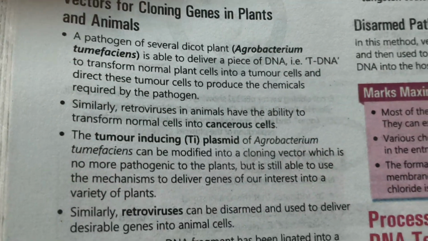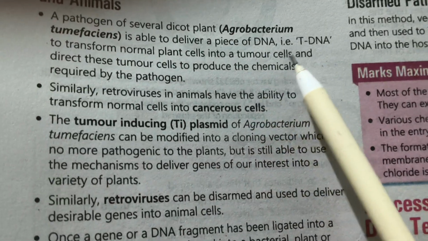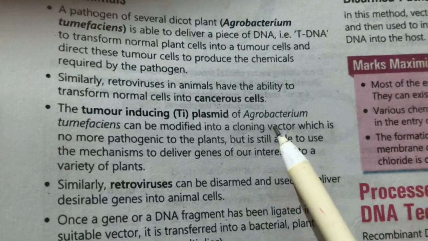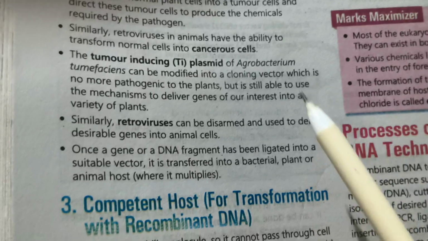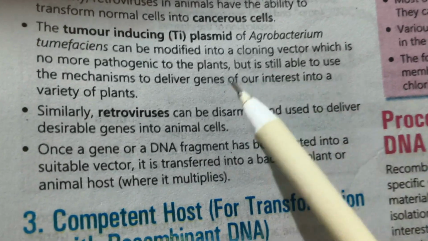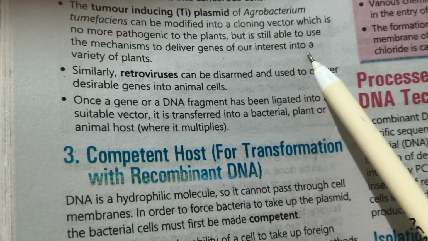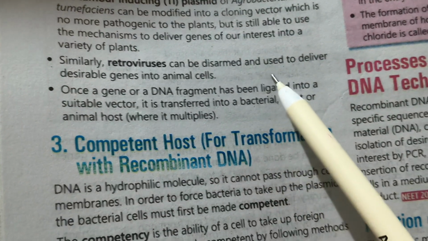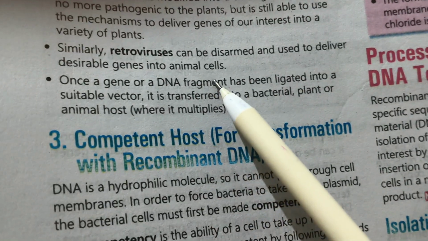Vectors for cloning genes in plants and animals. Agrobacterium tumefaciens, a pathogen of several dicot plants, is able to deliver a piece of DNA to transform normal plant cells into tumor cells and direct these tumor cells to produce the chemicals required by the pathogen. Similarly, retroviruses in animals have the ability to transform normal cells into cancerous cells. The tumor-inducing plasmid of Agrobacterium tumefaciens can be modified into a cloning vector which is no more pathogenic to the plant, but still uses the mechanism to deliver genes of interest into a variety of plants. Similarly, retroviruses can be disarmed and used to deliver desirable genes into animal cells.